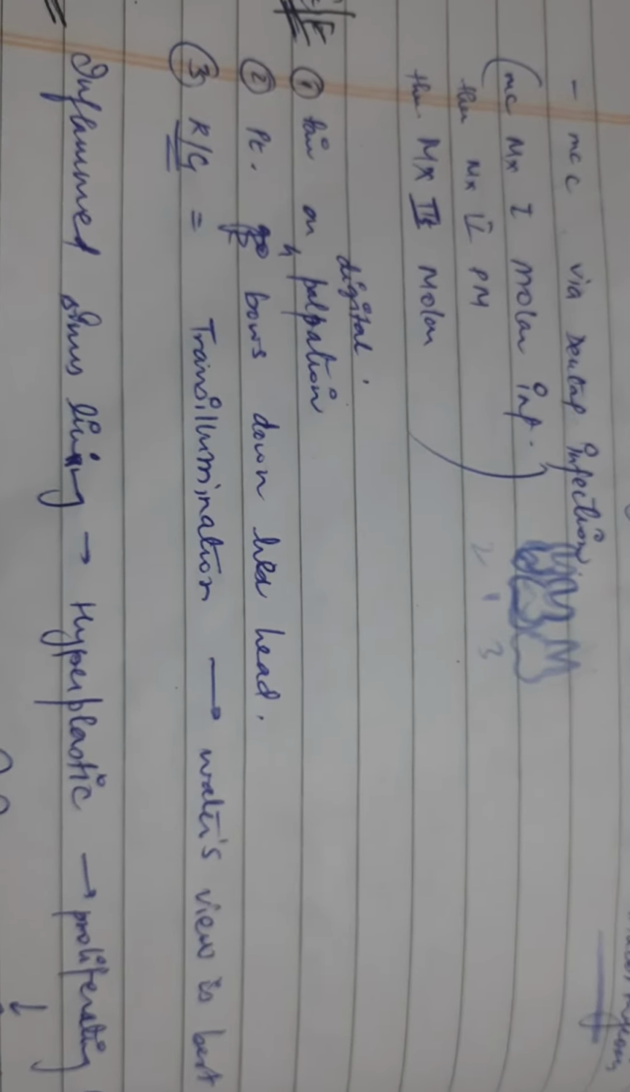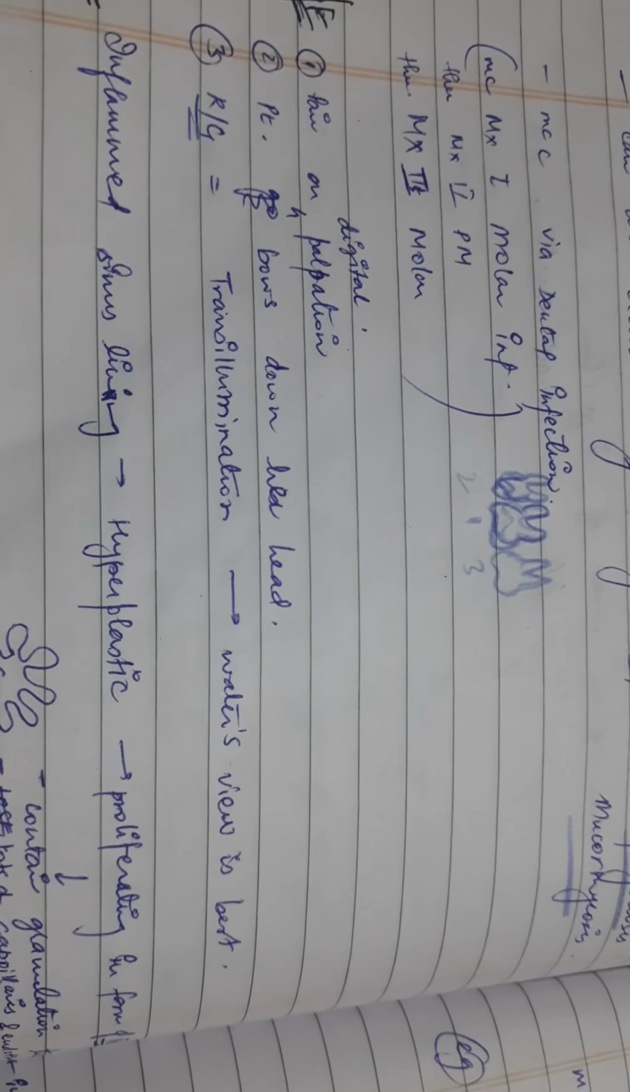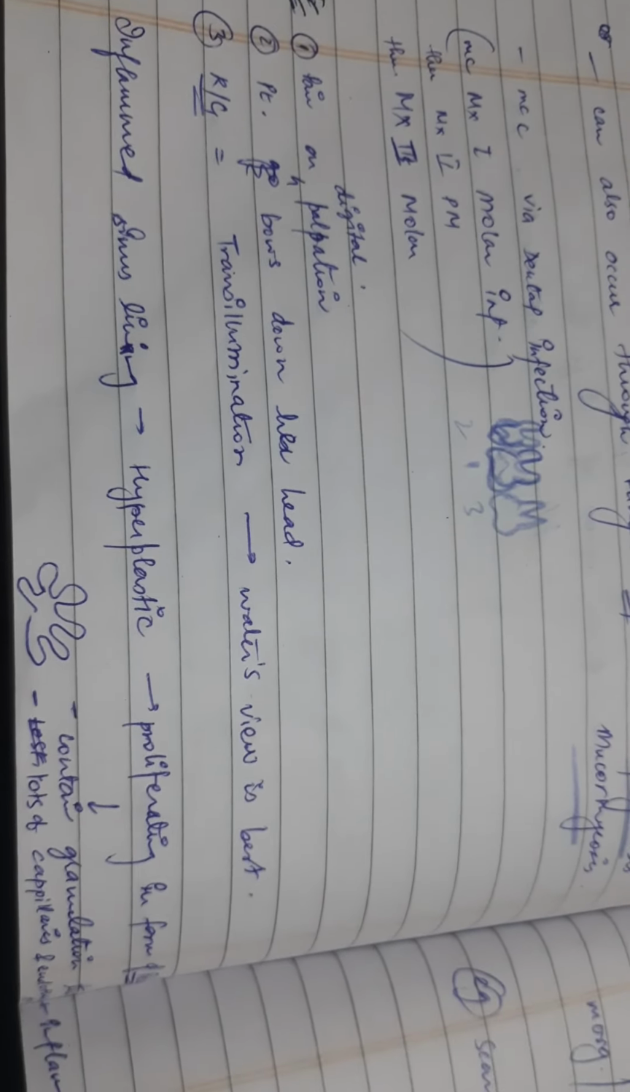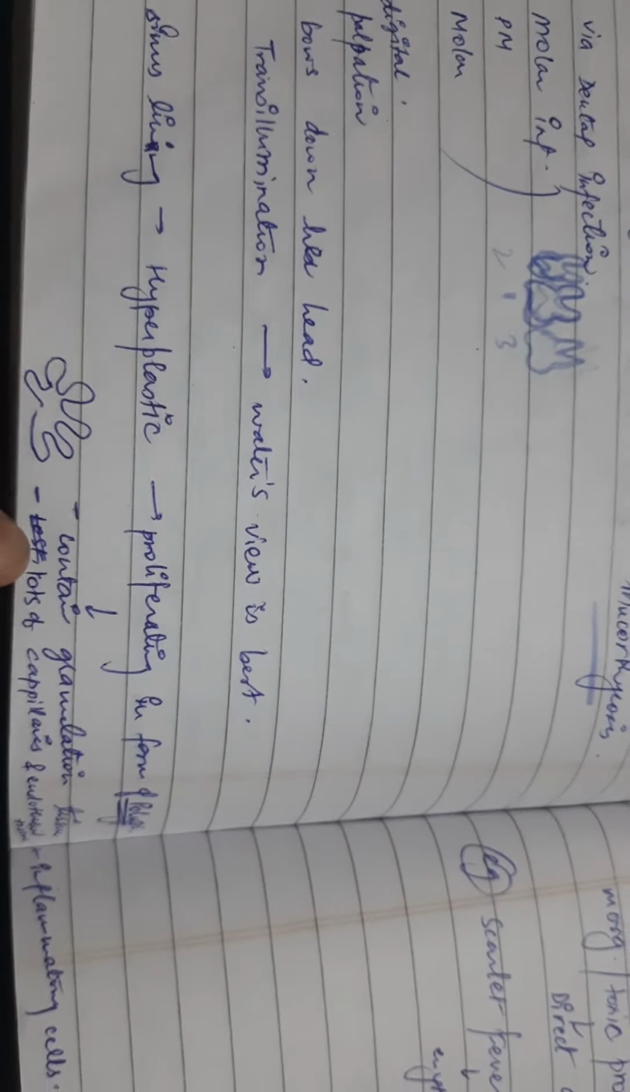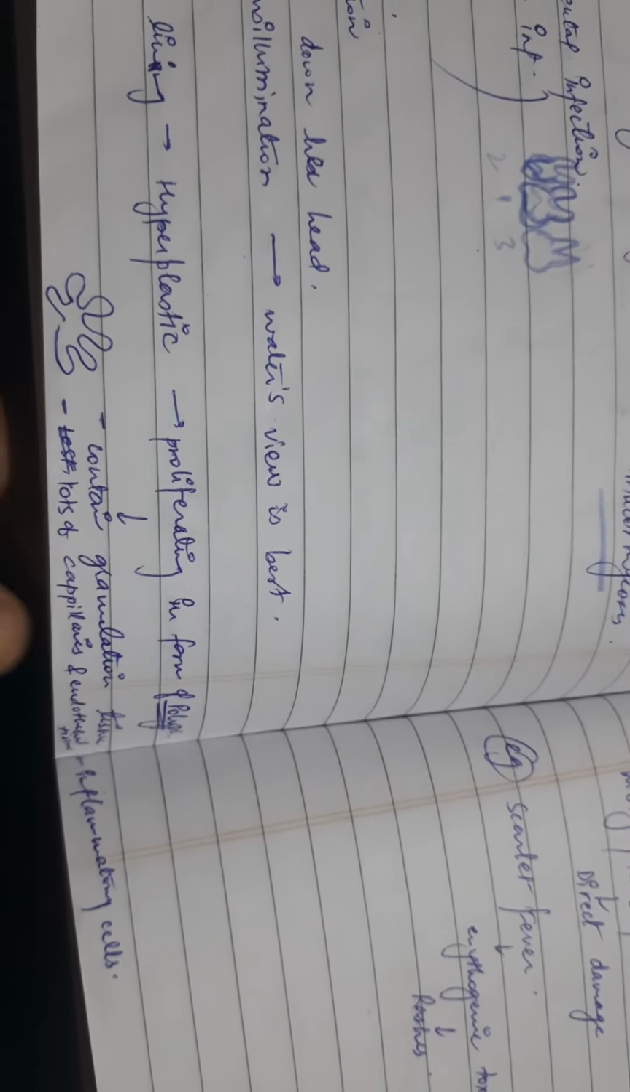Radiographically, to view the maxillary sinus, the transillumination method and Waters view are the best. Then histopathology: inflamed sinus lining, hyperplastic, proliferating in the form of polyps, containing granulation tissue, lots of capillaries, endothelial tissue, and inflammatory cells.